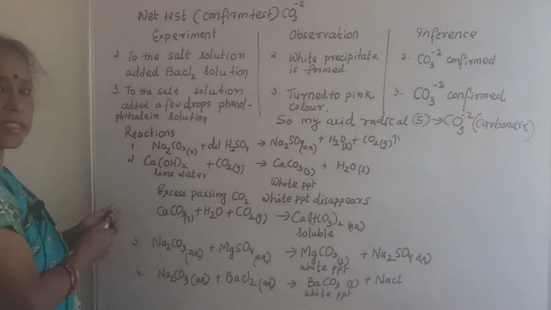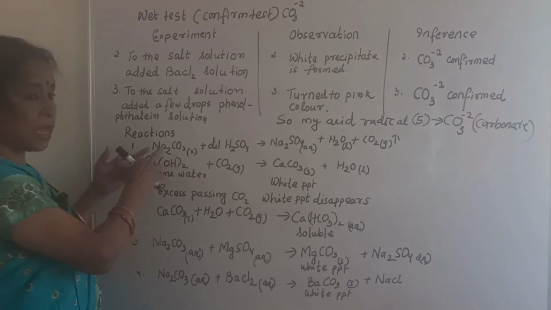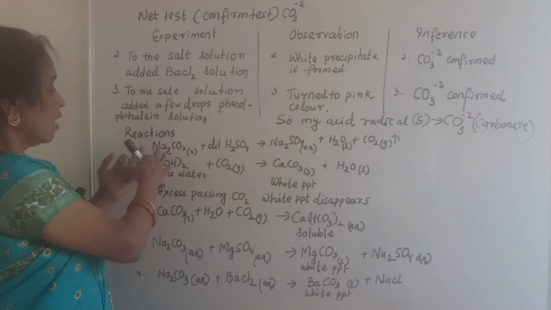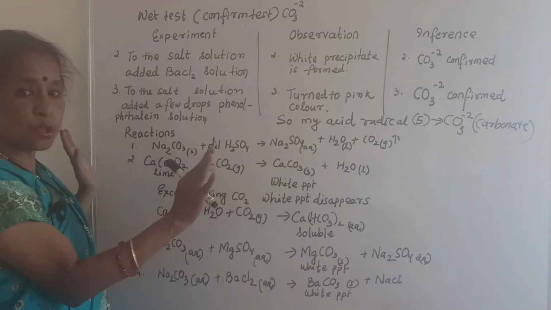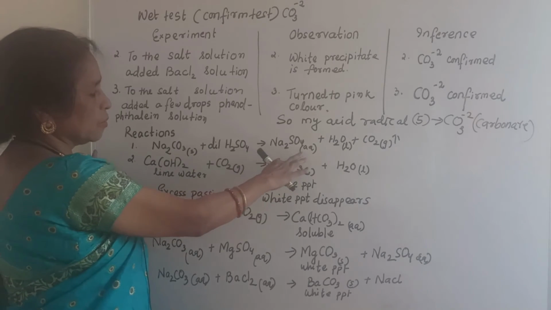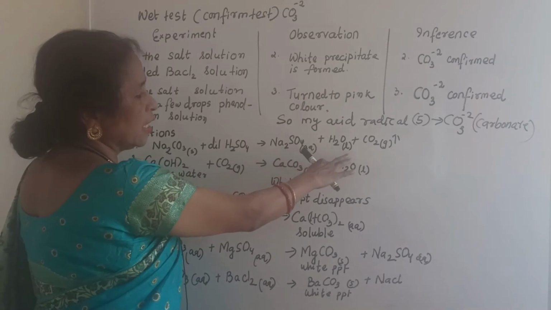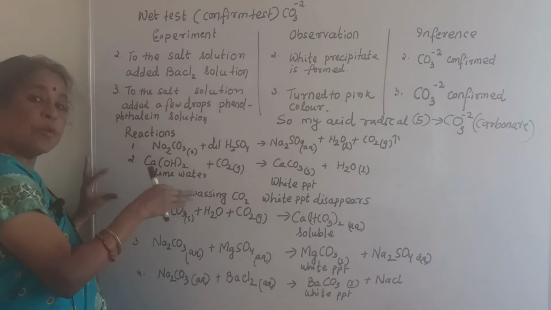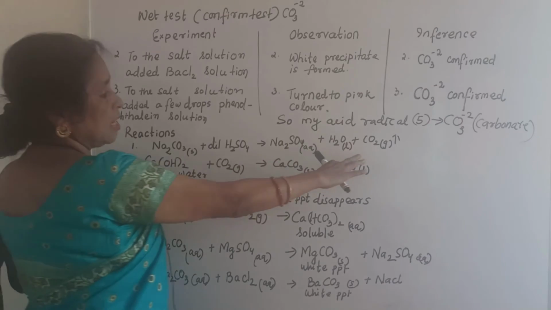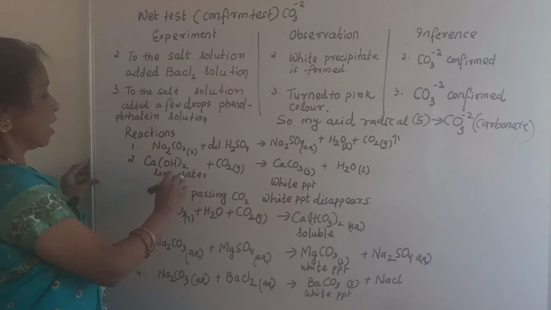Now what are the reactions involved here? Now see, first in the dry test, I took the salt and dilute sulfuric acid, in solid form, there is no solution. So what happened here? Sodium sulfate aqueous, water liquid, and carbon dioxide gas, which is a colorless, odorless gas and is proved by lime water.